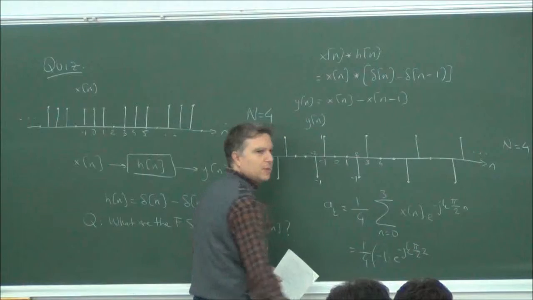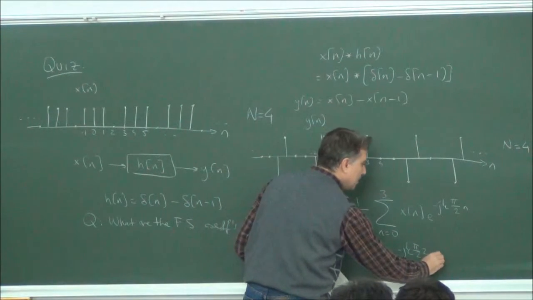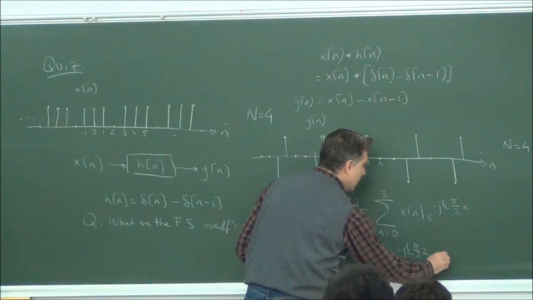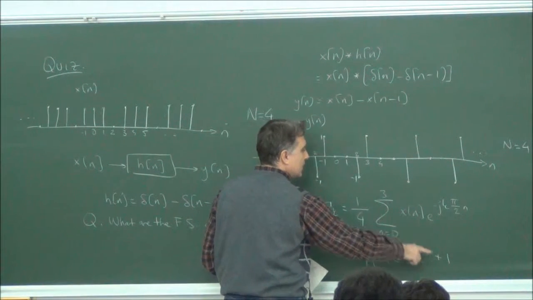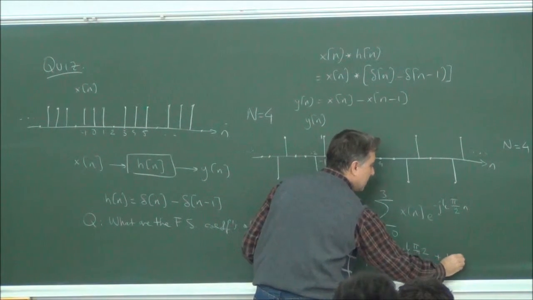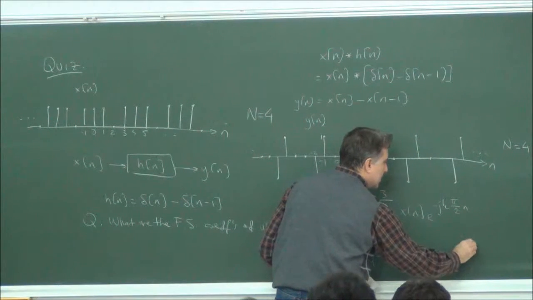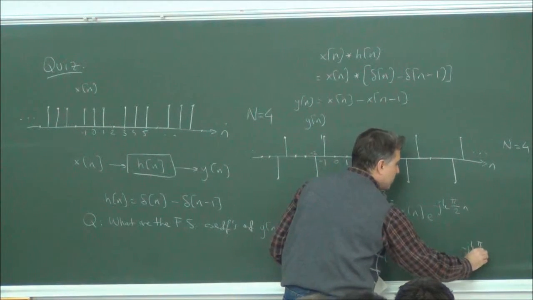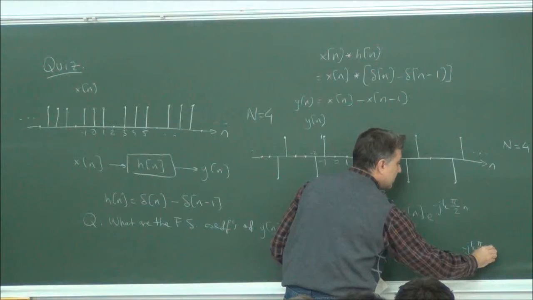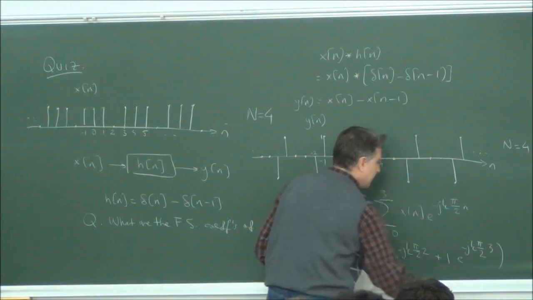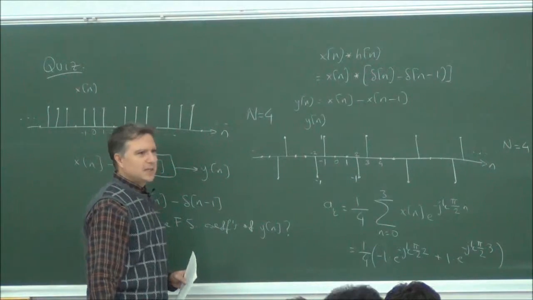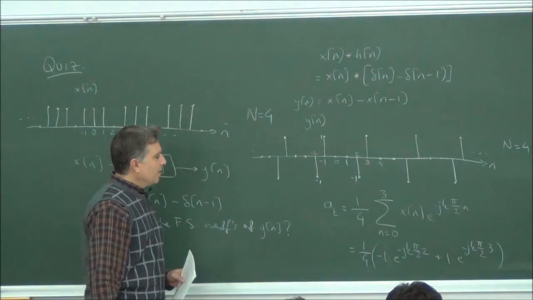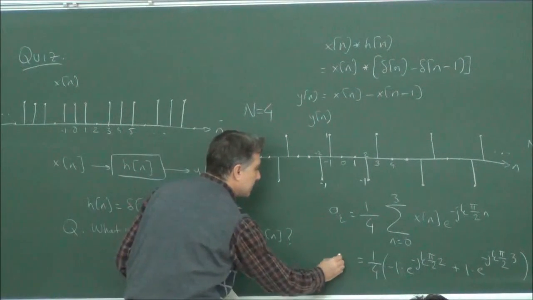Those 2's will probably cancel. Plus 1, because at 3 the value of x[n] is 1, times e to the minus j k pi over 2 times n equal to this time 3. So it's a combination of 2 complex exponentials only for every k.